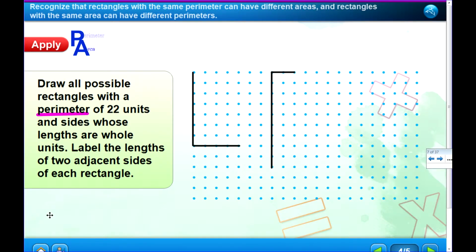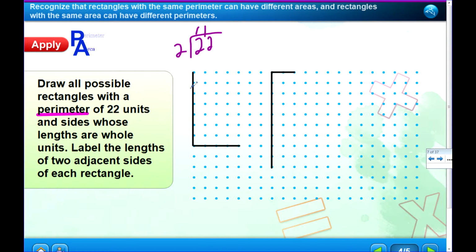Well, right here is our application, and this is similar to one of the problems on the homework assignment. It says to draw all possible rectangles with a perimeter of 22 units and sides whose lengths are whole units. So we can't do any halves, but we can label the lengths of 2 adjacent sides. If we want to do a perimeter of 22 units, we need to be able to count by 11 on each side. Remember, I did half. What's half of 22? 11. So I want to be able to count up to 11.